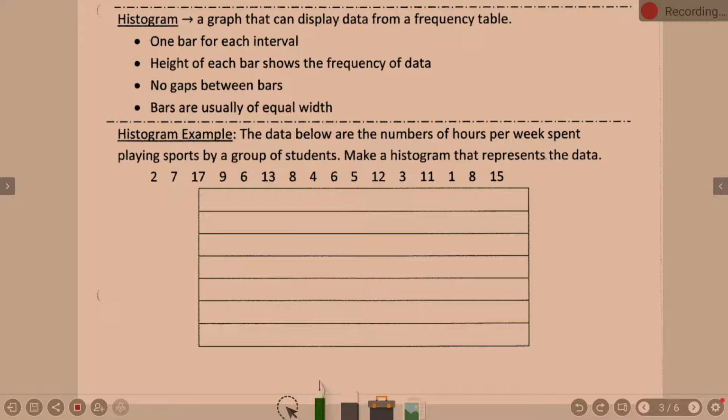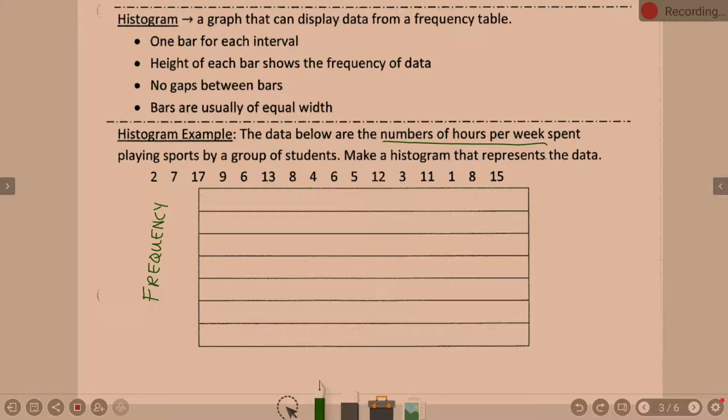Okay, so our histogram example. The data below are the number of hours per week spent playing sports by a group of students. Make a histogram that represents the data. Your left side of your histogram is going to be the frequency. So I'm labeling it frequency. Once we figure out what kind of frequencies we have, we'll worry about that. In this case, what are we talking about in this situation? Hours spent playing sports.